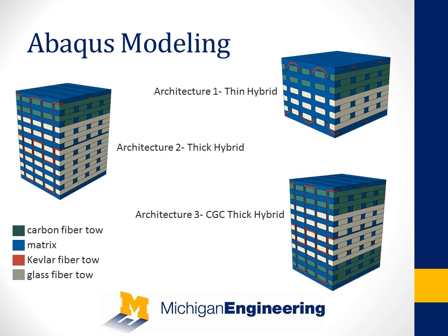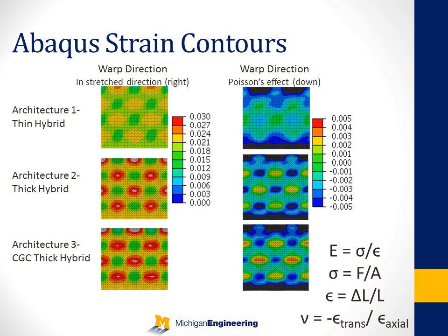Now, onto the computational. For our Abaqus modeling, this just shows that all 3 architectures were examined in Abaqus. The proper material properties were assigned and they were run through very similar tests. Abaqus strain contours. As shown from the experimental contours, you get a certain strain field. Now, the difference with computational analysis is that you're not just given a strain value from DIC software.